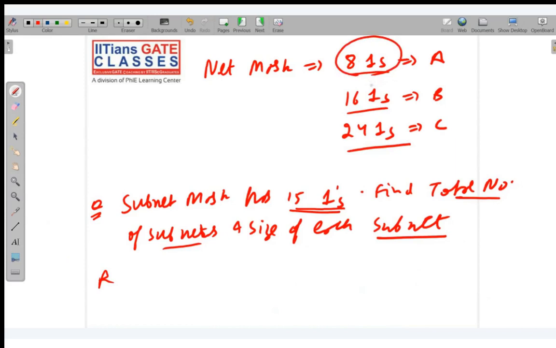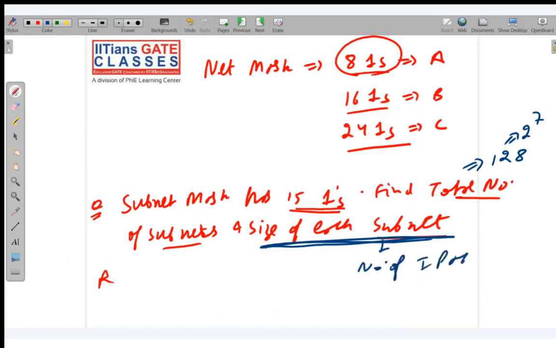So 2 power 7, that is 128. So total number of subnets will be 128. How have we calculated 128? 2 power 7, because 7 bits we have borrowed. And what they're saying is size of each subnet. Size of each subnet means number of IP addresses in that subnet. Please try to remember this. Size of each subnet means number of IP addresses in each subnet. So how many IP addresses? How will you calculate?